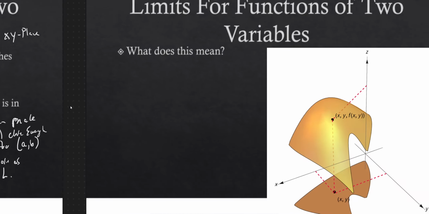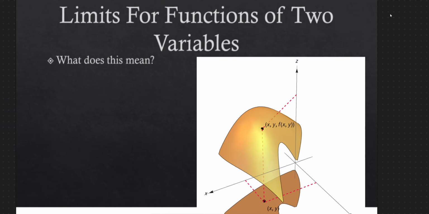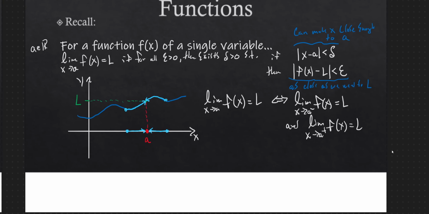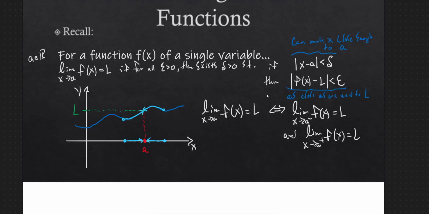But just like with one variable functions, there was this other idea to it. Let me jump back up to that again. There was this really nice theorem here that said the limit exists if and only if both of the one-sided limits exist and are also equal to L. Right? As we approached A, our fixed point in the domain, from both sides, our function values approached L.